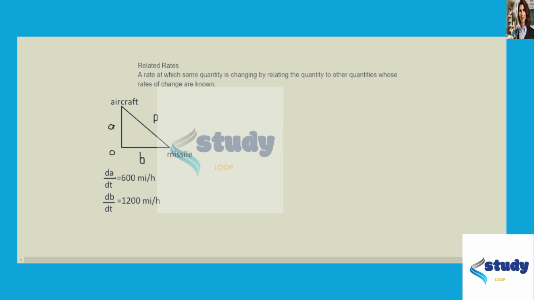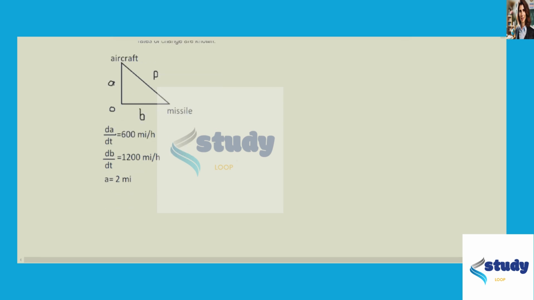Then we have the flying of this aircraft at 1000 mph, and then A is 2 miles, the height, so B is 4 miles.